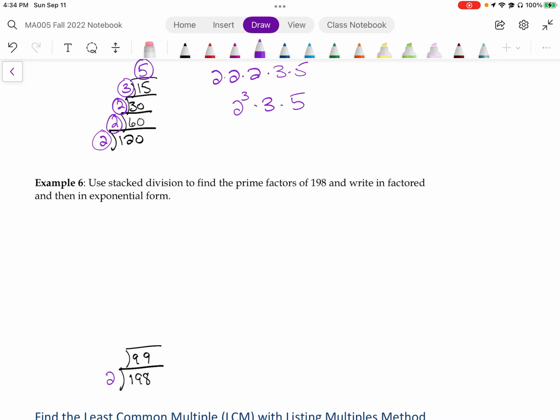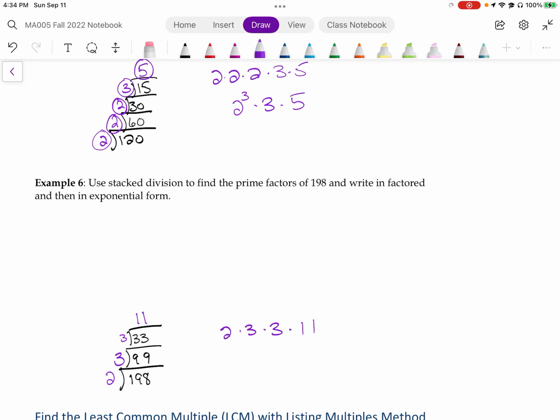So does 2 go into 99? No, it does not. But does 3? Yes, it does. And 3 is going to go in 33 times. All right, so does 3 go into 33? Yes, it does. So we're going to say 3. How many times does it go in? It goes in 11 times. 11 is prime, so I'm going to write it in purple. So I get 2 times 3 times 3 times 11.